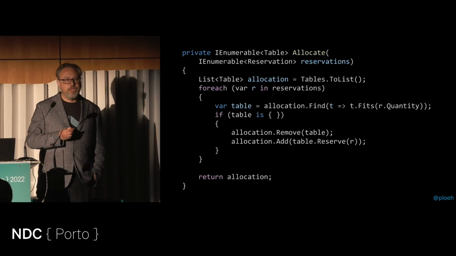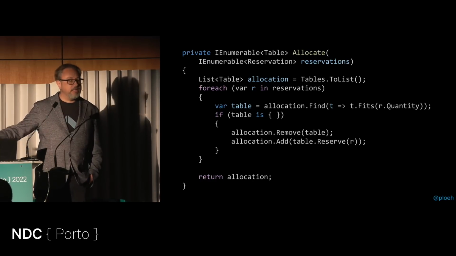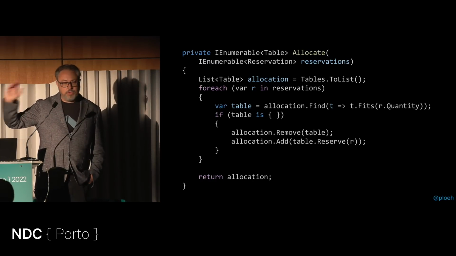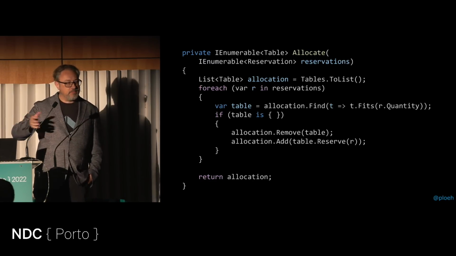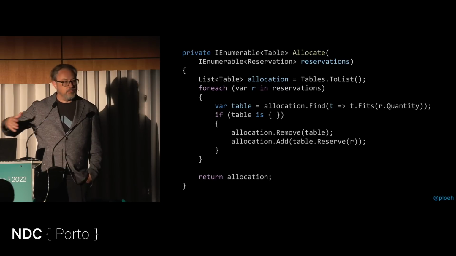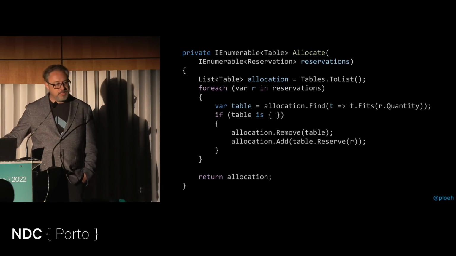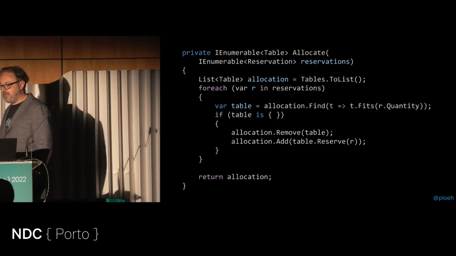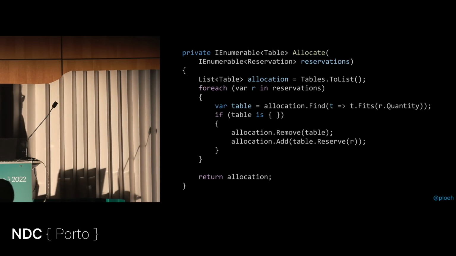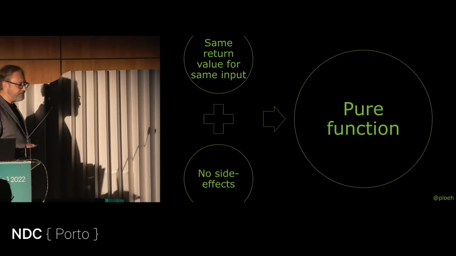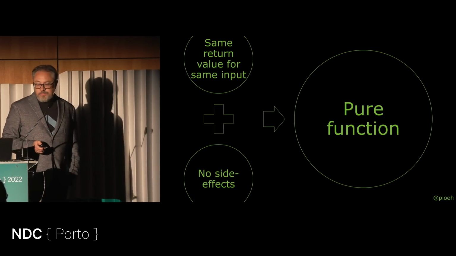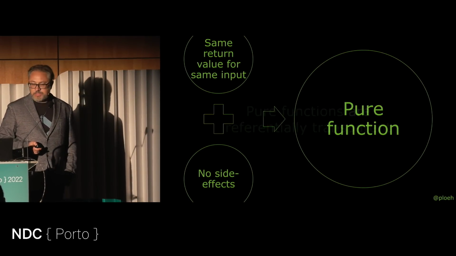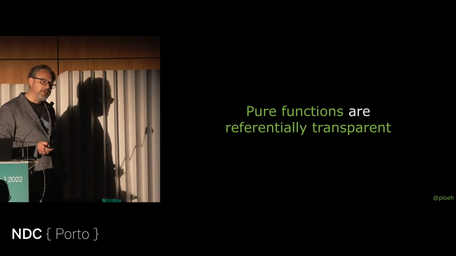We're not reading from the console. We're not querying third-party web services or anything like that. We're not even querying a database. We're just making calculations. This is an algorithm. So it's side-effect free, and it is deterministic, and we have a name for that. That's a pure function. And the interesting thing about pure functions is that they are what we call referentially transparent.